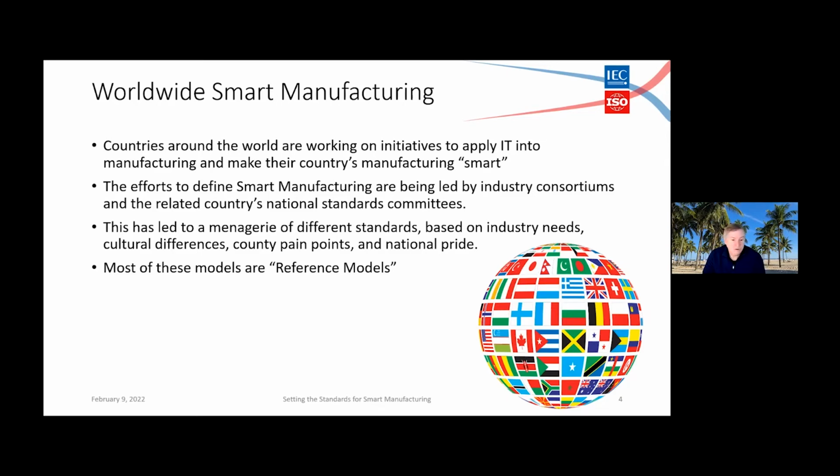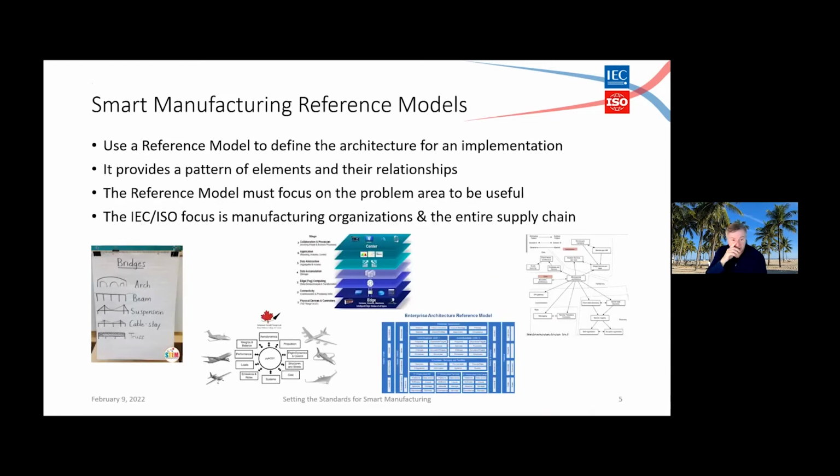The issue for someone looking at this from the outside is that you've got 40, 50 standards that deal with smart manufacturing. How do you make any sense of these? How do you know whether or not that model really fits what you're trying to do? Now, most of these manufacturing standards are defining things called reference models. So it's important to understand a little bit about what a reference model is, so that we can see how this applies to what smart manufacturing is.